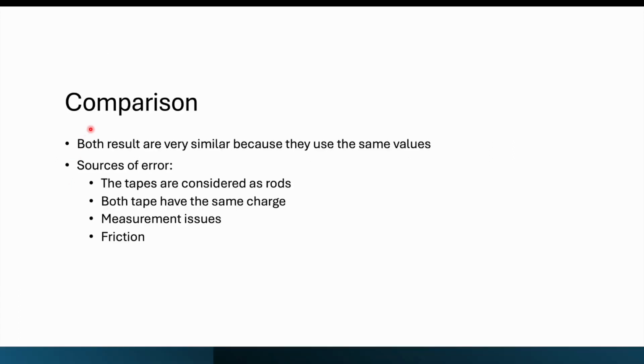So as a comparison, both results from the coding and the real-life experiments are very similar. And this is normal because they use the same original value input. Some sources of error are that the tapes are considered as rods and that in reality they're not rods, they're planes. We also assume that both tapes have the same charge, even though it's not necessarily the case, because while they're created with the same system, there's a lot of interactions with the environment that can change the charge. There might also be mismeasurements on my part, because I cannot measure to smaller than a millimeter. And we do not take into account friction, for example, with the pillars that hold the top tape.